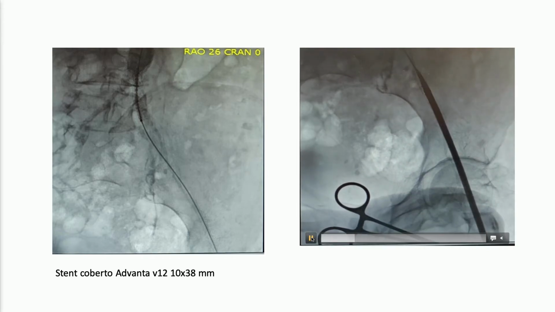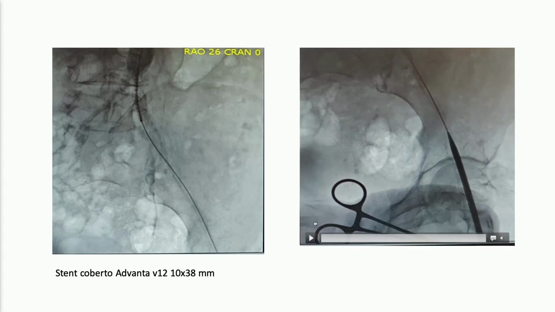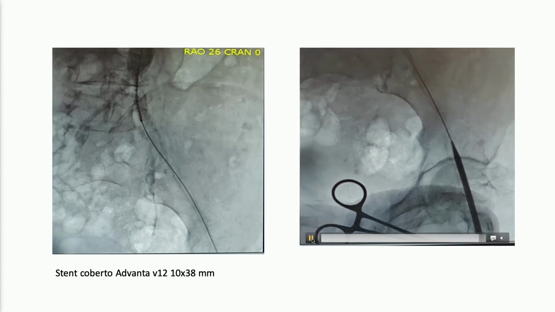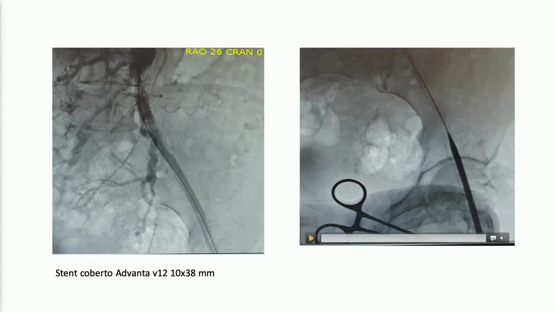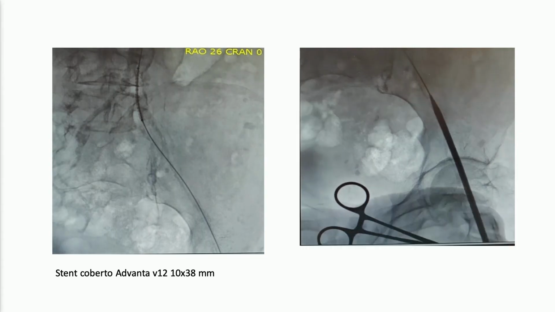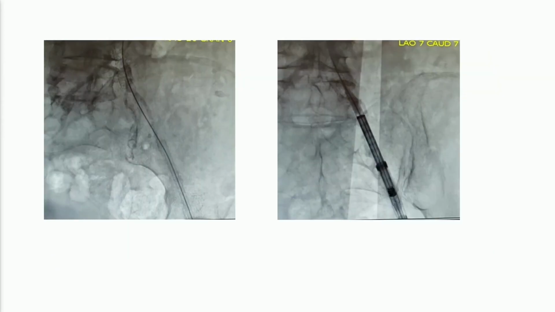We tried to go through with a sheath, and at that time the patient is very stable, but we saw bleeding. Okay. And we saw a bleeding in the, now.